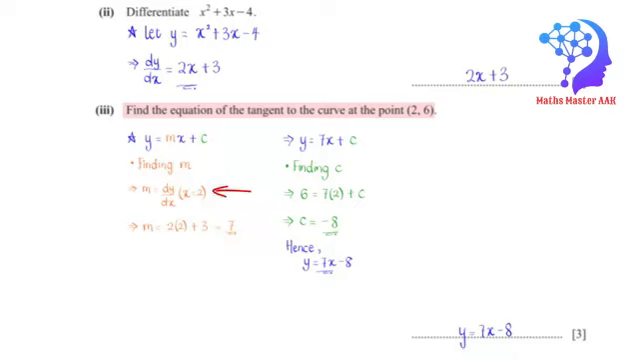Since the tangent touches the curve at the point 2, 6, m is equal to dy dx at x is equal to 2. We've already found dy dx as 2x plus 3, and so we have 2 times 2 plus 3 giving us 7.